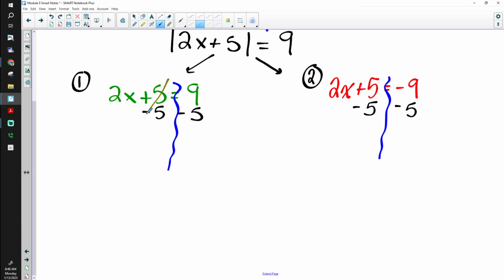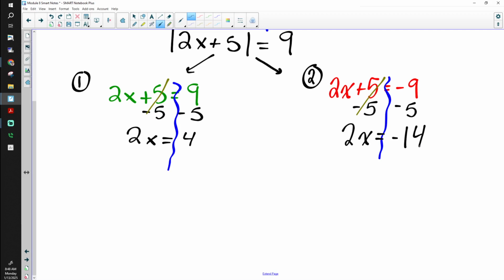When I do that, my 5's are gone. So we have 2x equals 4, and 2x equals negative 14. Good so far? Any questions on why we did minus 5 and didn't divide by 2 first?